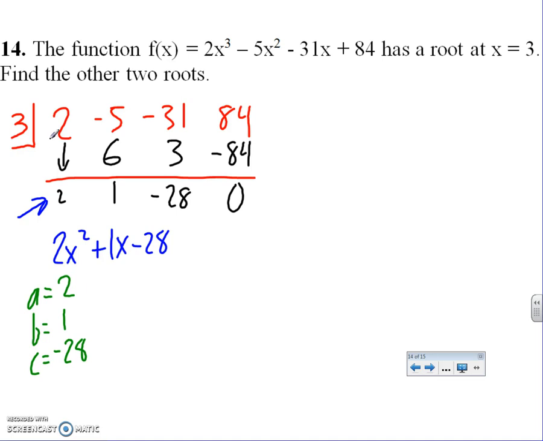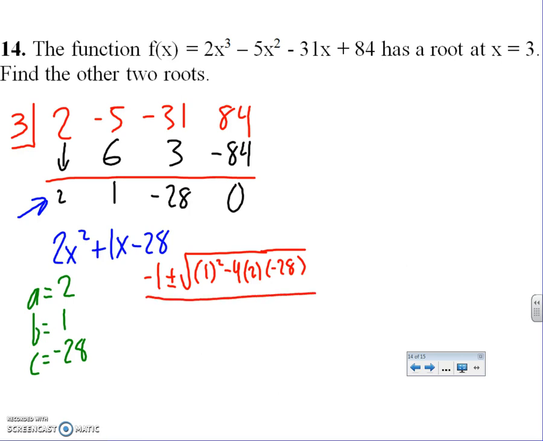Plug into the formula correctly. So -b plus or minus square root of b squared minus 4 times A times C, all over 2 times A. A is 2. All right. Find the discriminant. So what is that? 1, that's kind of big. Let's use a calculator for that. 1 minus 4 times 2 times -28 gives me 225 inside. Over 2 times 2 is 4.